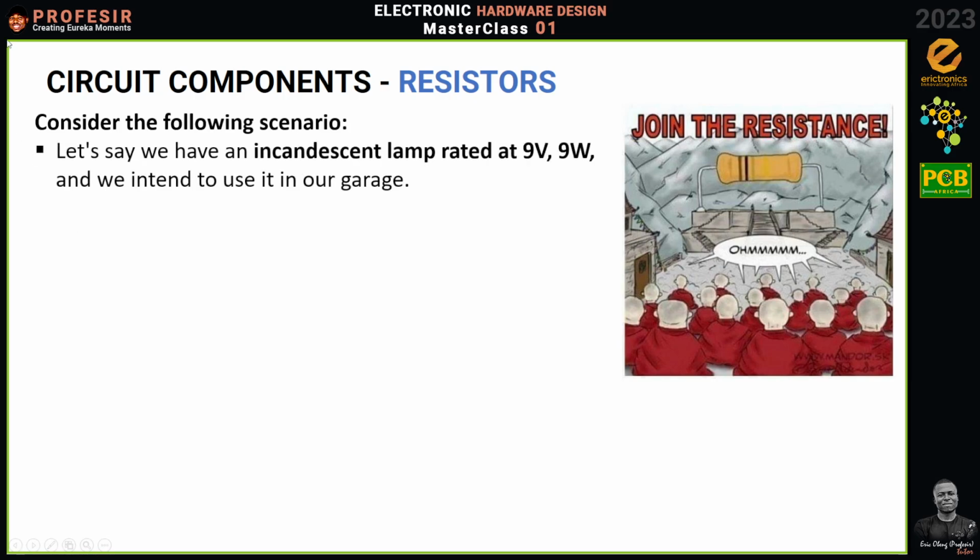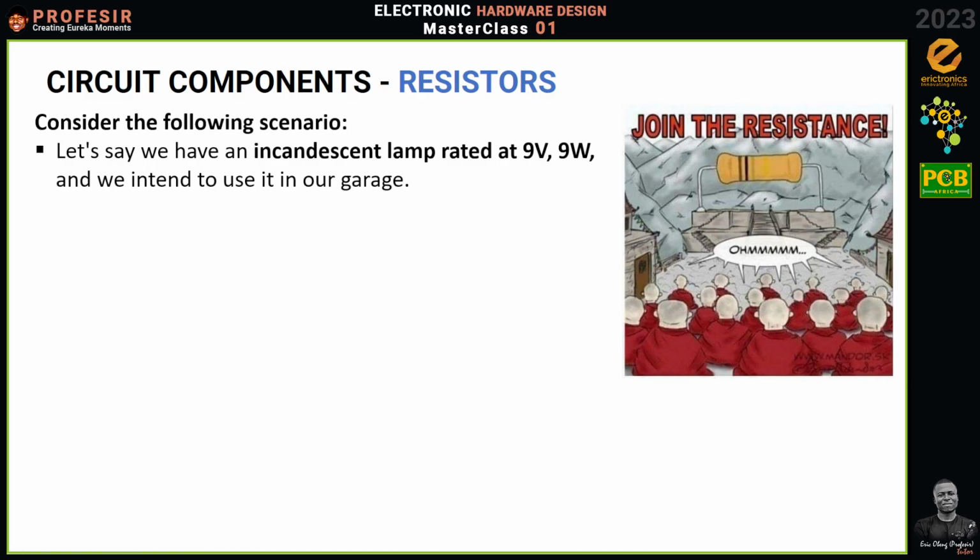So we have an incandescent lamp that is rated 9 volts and 9 watts, right? So 9 volts means that's the amount of energy it requires for the electrons to move. Let's just roughly call voltage the energy, because though it is energy per unit charge, it is still the energy, right?